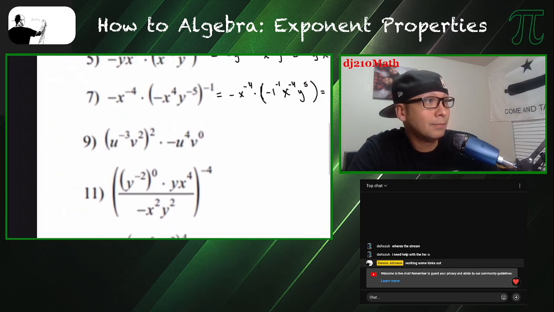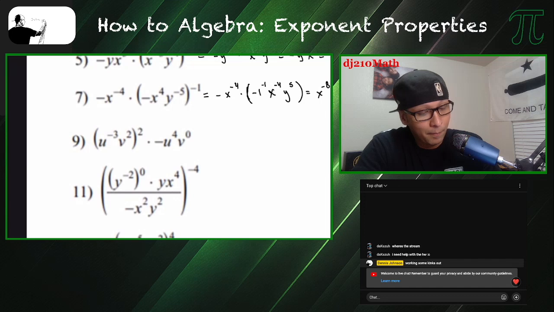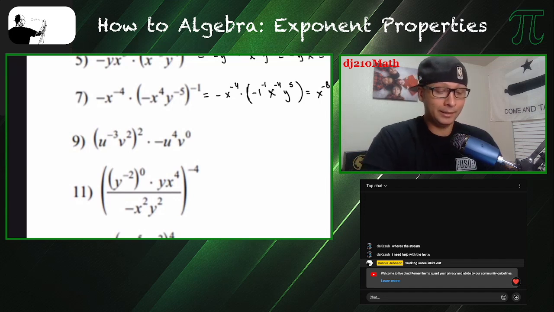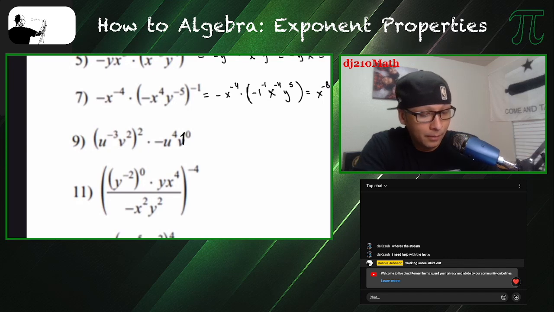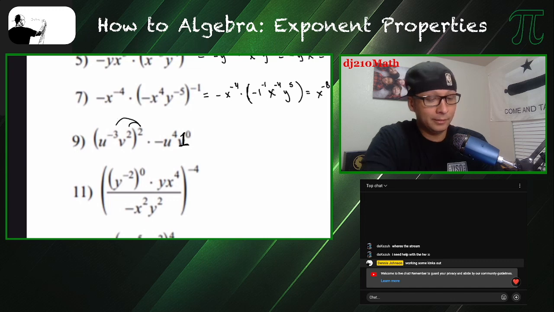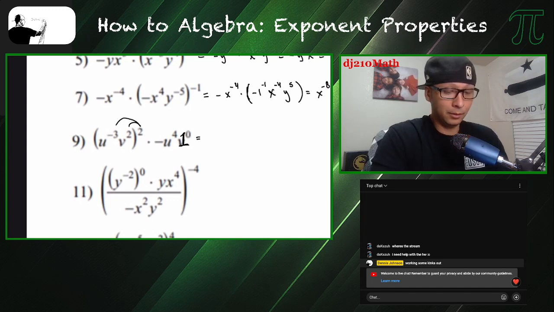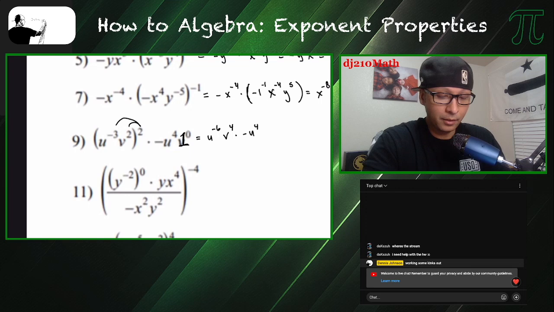All right, number 9. First thing I see is that this is to the 0 power, so this is going to be 1. Basically it's going to go away. This square can apply to everything in the parentheses. So u to the negative 6, because 2 times 3, v to the 4th power, times negative u to the 4th.